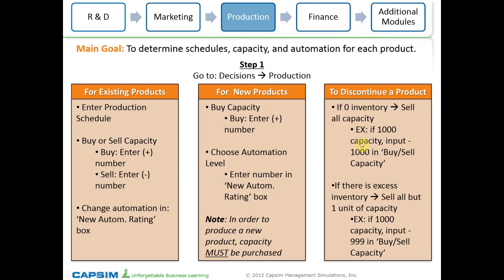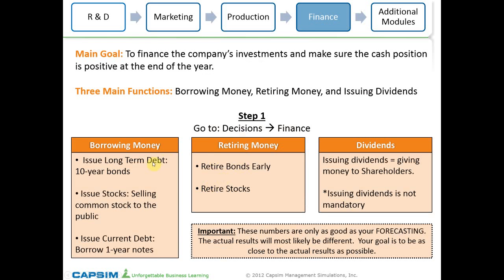If you want to discontinue a product, okay, if you don't have any inventory, you can just sell all your capacity. If you have excess inventory, let's say you have 1,000 units in inventory, make sure you leave one item. Otherwise, the computer will just discount the heck out of your product and get rid of it. I think they cut the price in half, and so you take a big hit. If you leave 1 unit of capacity, then it sells it like a normal product.